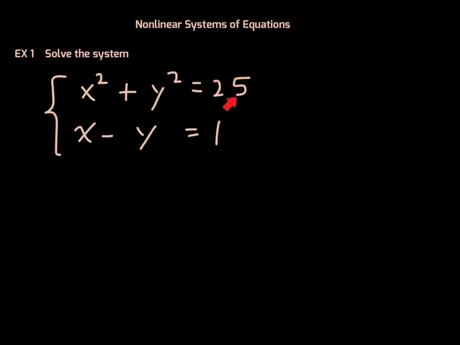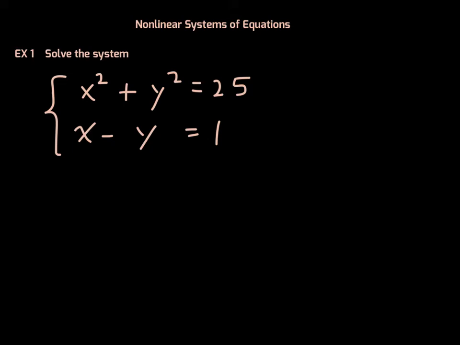What is this, by the way? This is the standard form for a circle, ellipse, hyperbola, or parabola. Which one? If you said circle, you're correct. So this is a circle and this is a line. And they want to know, does the line and the circle intersect? And if they do, where?